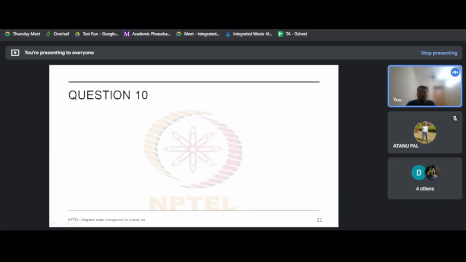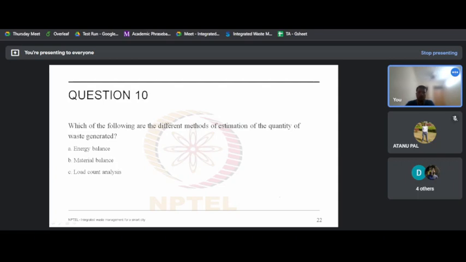The next question is question 10. Which of the following are different methods of estimation of the quantity of waste generated? The given options are energy balance, material balance, load count analysis, and weight volume analysis. So, estimation of quantity of waste. The first method is load count analysis, which depends upon the compaction density, the number of trucks, and the per capita waste generation. This was discussed last week, in week 4.